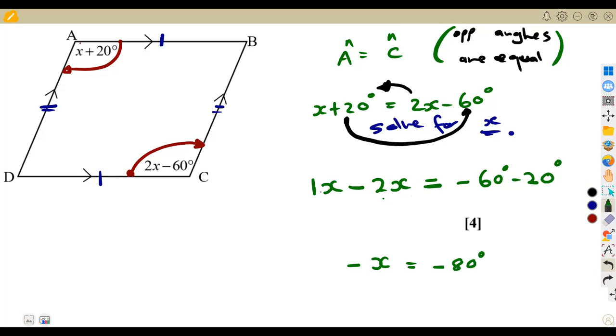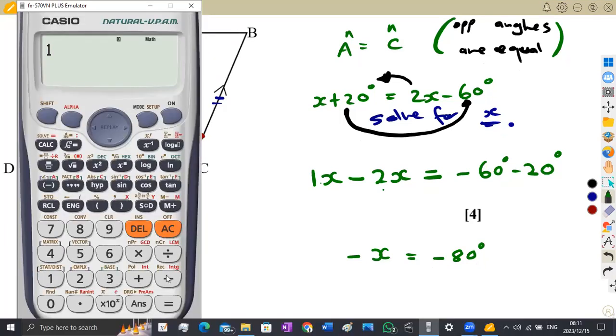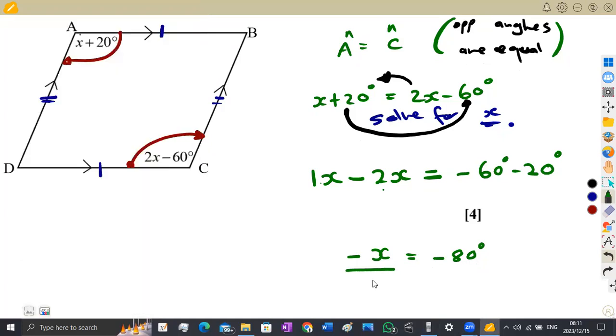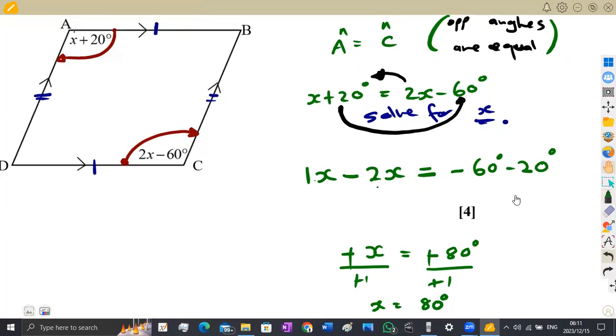Or you can just use your calculator, guys. Like I always say, the calculator is always there to assist you in the exam. The first thing, it was 1 minus 2, which is minus 1. Then minus 60 minus 20, which will be minus 80. So to find x, you're going to divide by -1 on both sides so that this cancels. x will be positive 80.